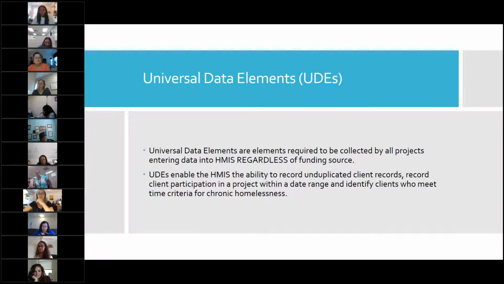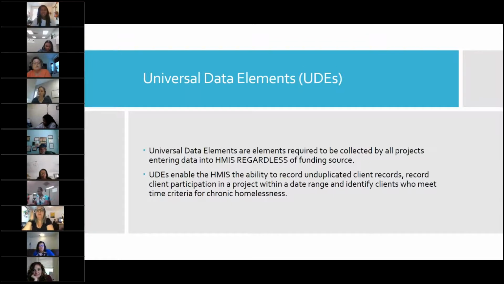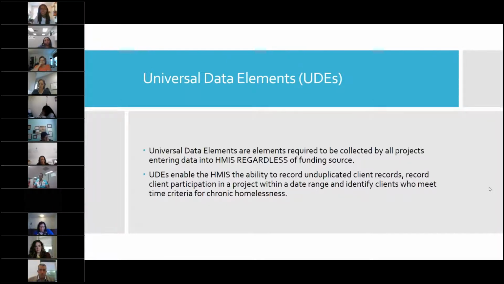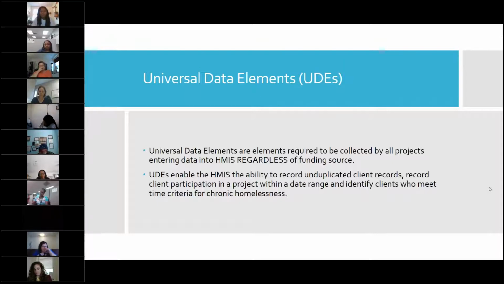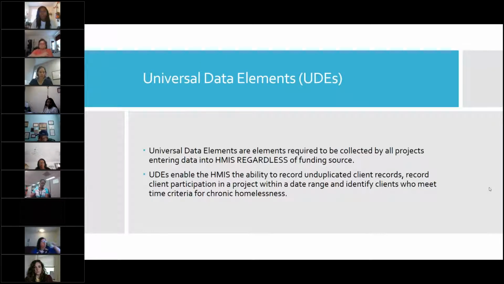Thanks, Margot. So universal data elements, what are they? They are elements that are required to be collected by all projects entering into HMIS regardless of funding source. UDEs are the basis to producing unduplicated estimates for the number of people experiencing homelessness, accessing services from homeless assistance projects, basic demographic characteristics of people experiencing homelessness, and patterns of service use, including information on shelter stays and homelessness over time.